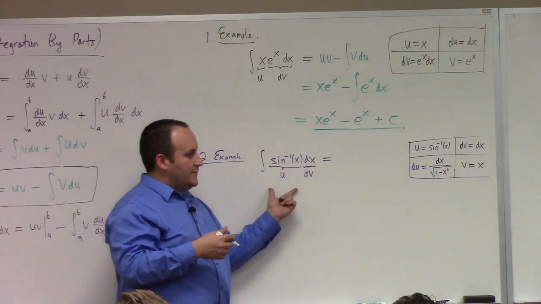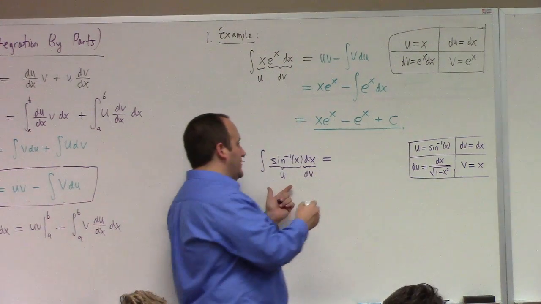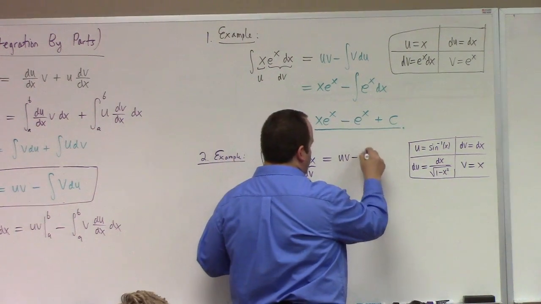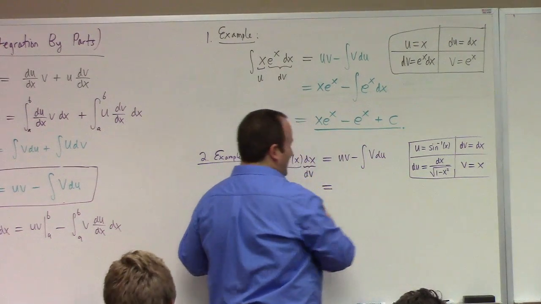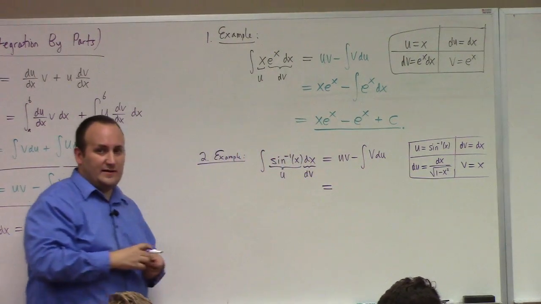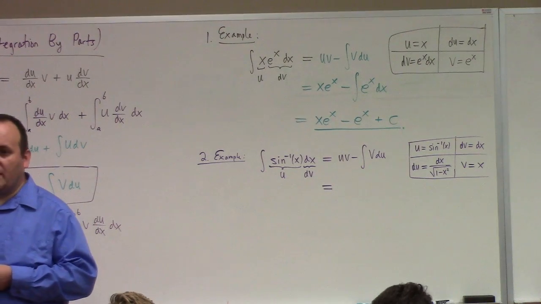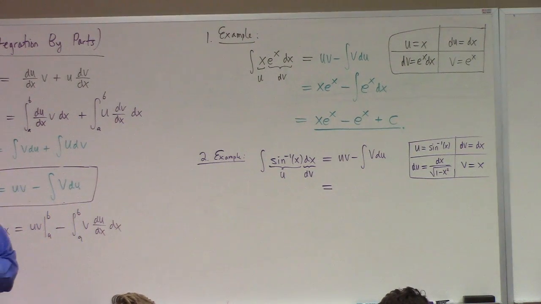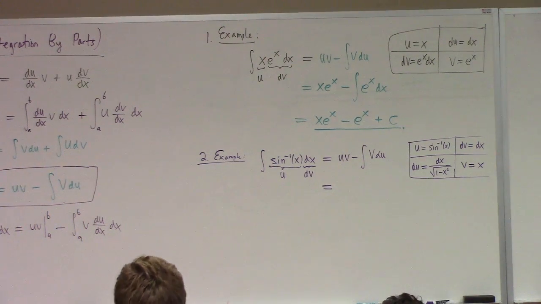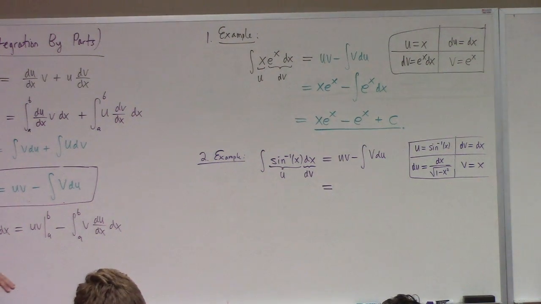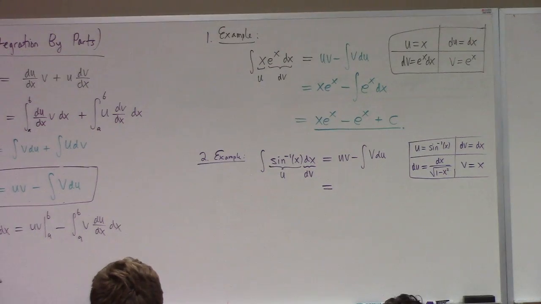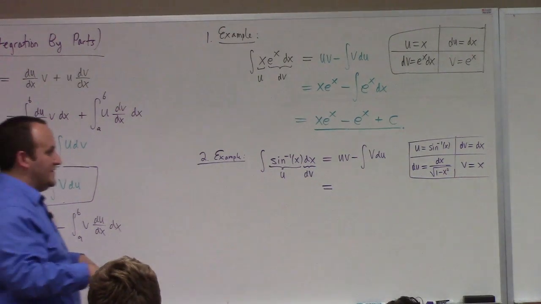So that worked. Well, I don't know if it worked yet, right? So now we do uv minus the integral of v du. I'm getting tired of writing this. I'm writing it for your assistance. You don't have to keep writing uv minus the integral of v du as we go on here. It's kind of like when you first start riding a bike, you got training wheels on. You don't have to leave them on forever. That's what this step is.